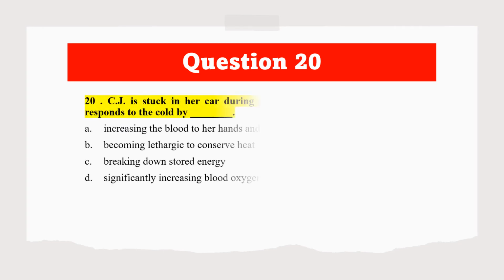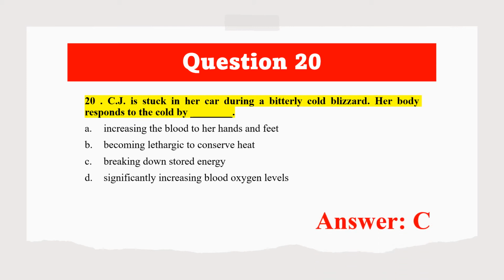Number 20. CJ is stuck in her car during a bitterly cold blizzard. Her body responds to the cold by A. Increasing blood to her hands and feet, B. Becoming lethargic to conserve heat, C. Breaking down stored energy, or D. Significantly increasing blood oxygen level. The answer is C. Her body responds to cold by breaking down stored energy.